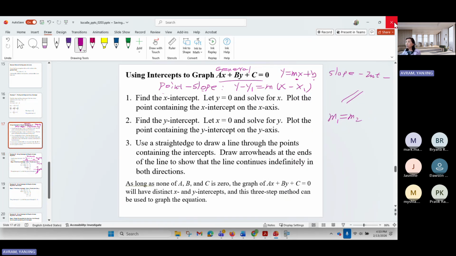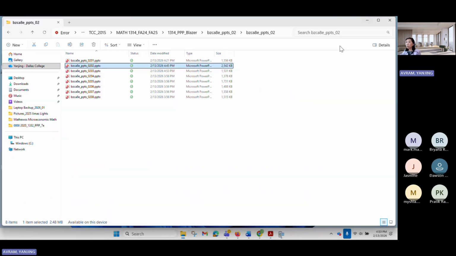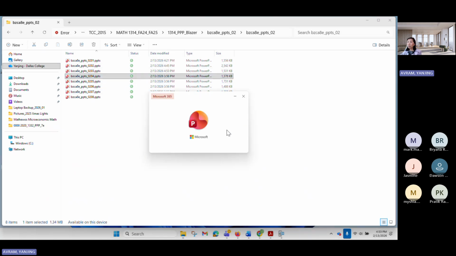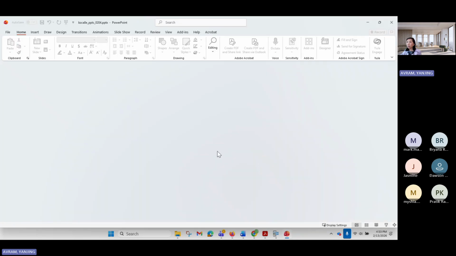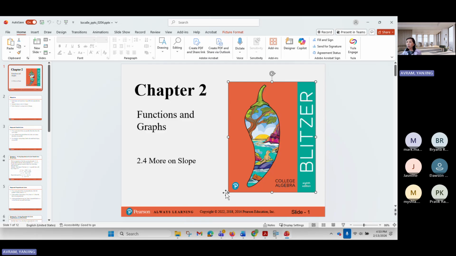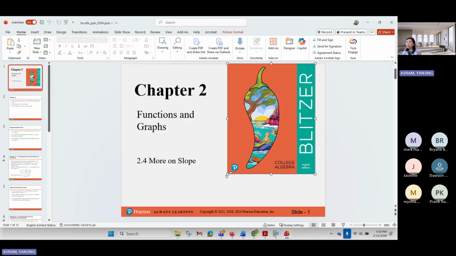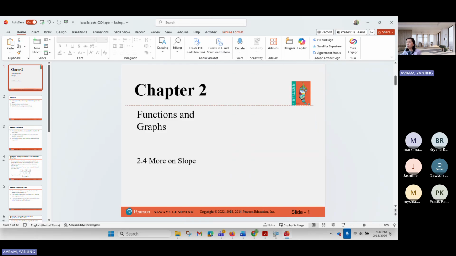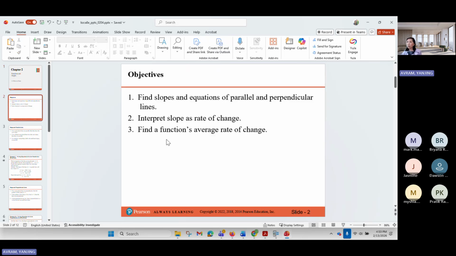All right, so that is section 3 already. We pretty much can give you a little bit of summary for all these sections. I just want to let you know what to expect on this chapter. 2.4 is more on slope, so we're going to talk more on slope, and maybe that relationship, parallel and perpendicular.